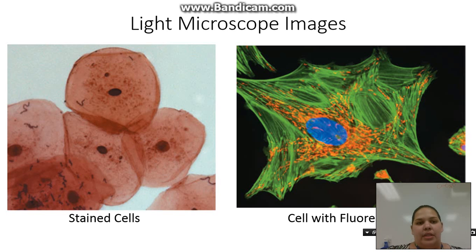So here's examples of a light microscope. Look at how big this eukaryotic is compared to this prokaryotic. Do you see these little blue squiggles? These are all prokaryotic. This is huge. This is tiny. This is huge. This is tiny.